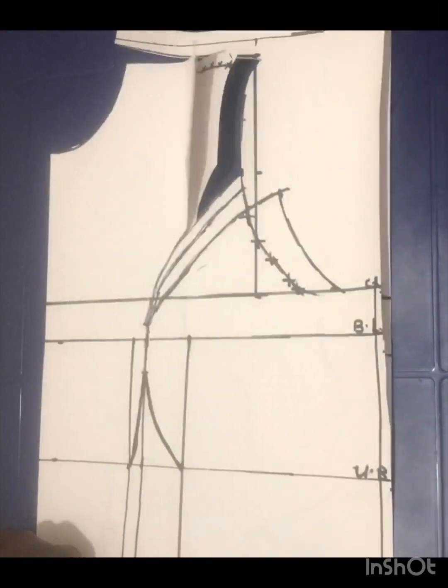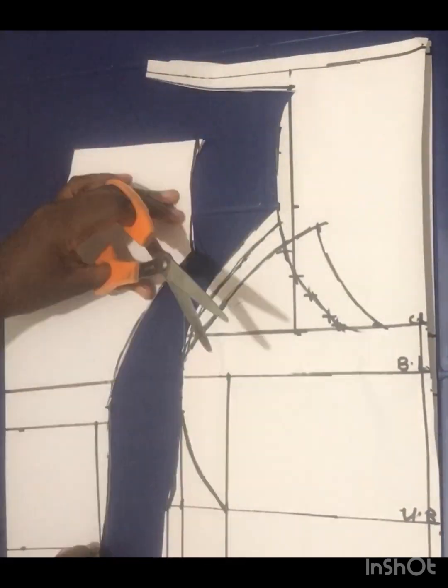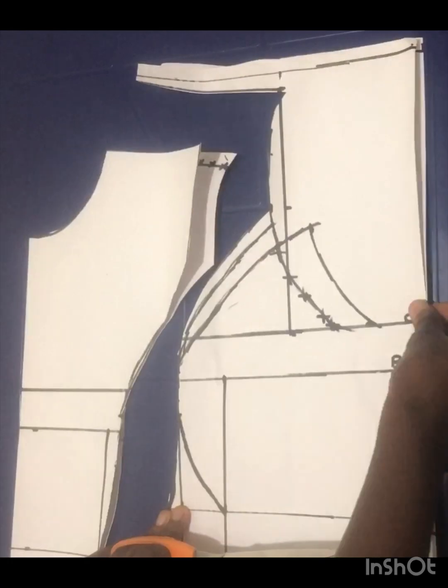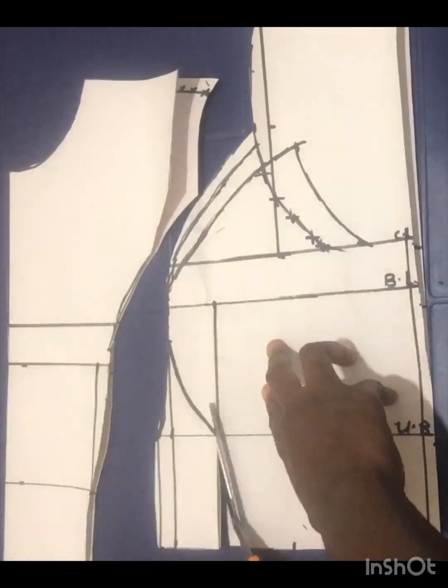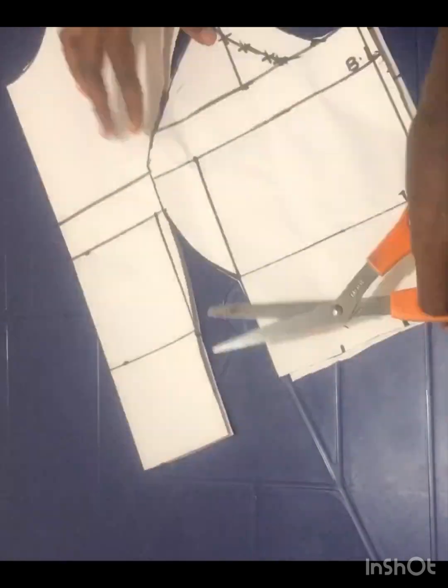I'm cutting out the center piece first of all. Then after, I'm going to cut out the other places. And that's basically all for this tutorial.